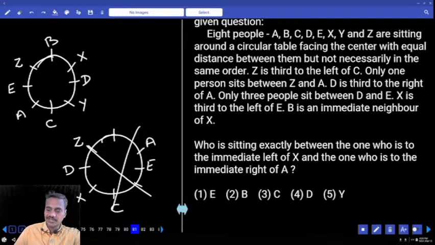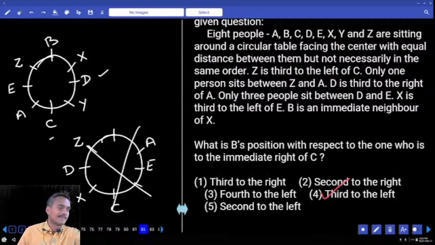Who is sitting exactly between the one who is to the immediate left of X, D, and the one who is to the immediate right of A, C? Now between C and D, tell me who is that person, Y, choice 5. And 82, what is B's position with respect to the one who is to the immediate right of C? Immediate right hand side of C is Y. And position of B, third to the right. Third to the right, choice 1, 82.